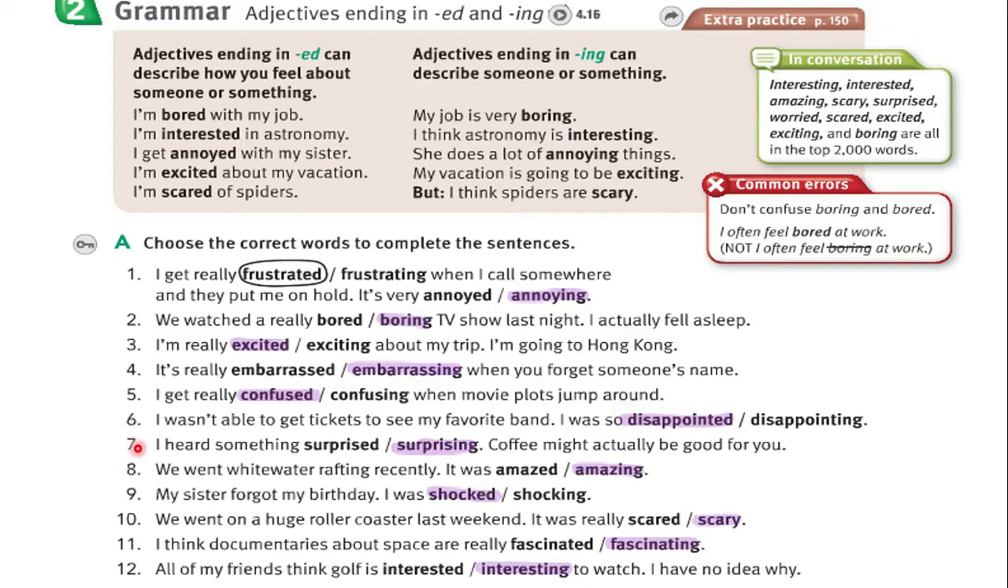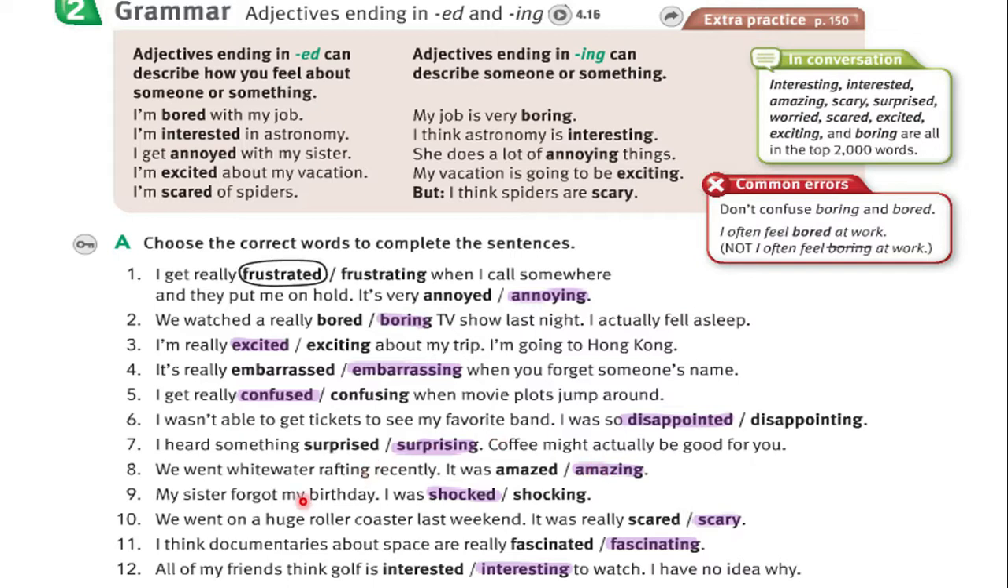Number 7, I heard something surprising. Okay, I heard something surprising. Yeah, we are describing the situation. I heard something surprising. Okay, the news that I heard. Coffee might actually be good for you. Number 8, we went whitewater rafting recently. It was amazing. Whitewater rafting es parecido a, ¿cómo se llama este deporte que es cuando uno va en los rápidos en las canoas? Yeah. It was amazing. I am describing the activity.